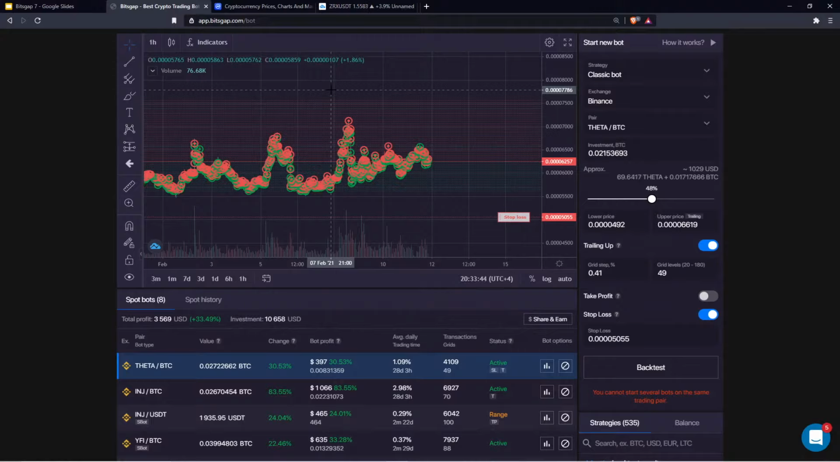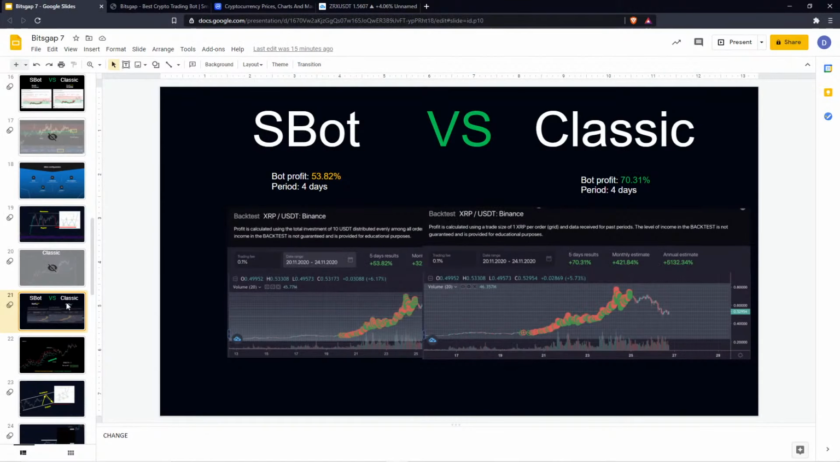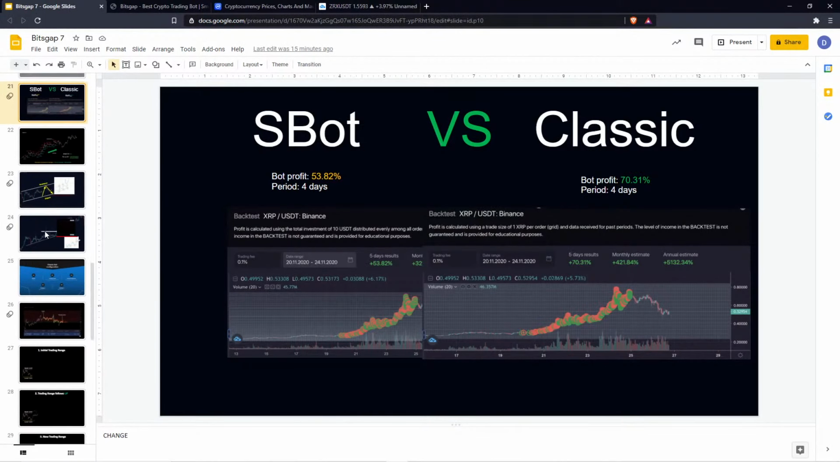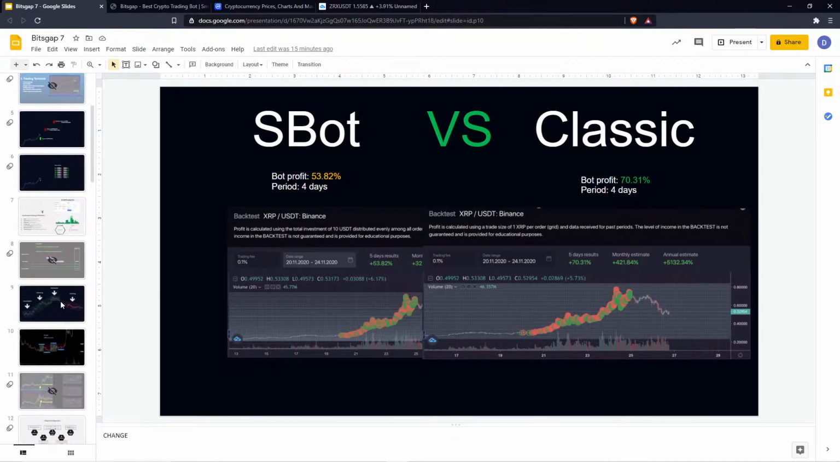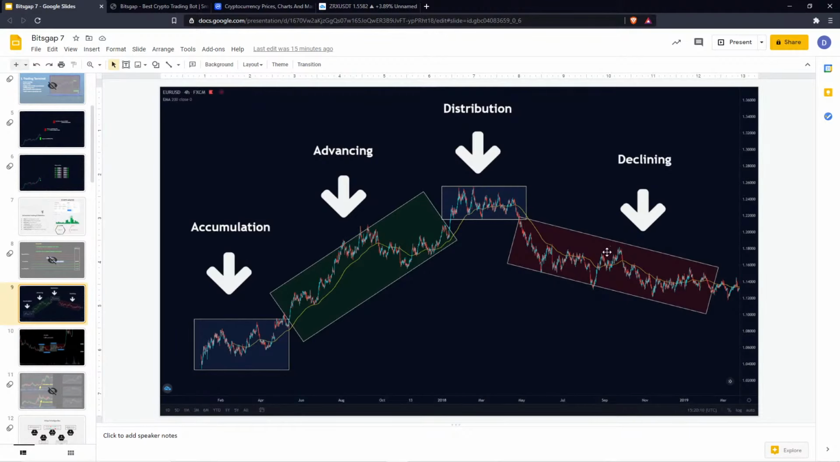Okay, cool. What else should I cover for today? So we covered that in order to trade with bots, you must define the market phase. For the spot bot, it's perfect when you spot the distribution phase and the accumulation phase. And for the classic one, it's perfect when the market is advancing, right?